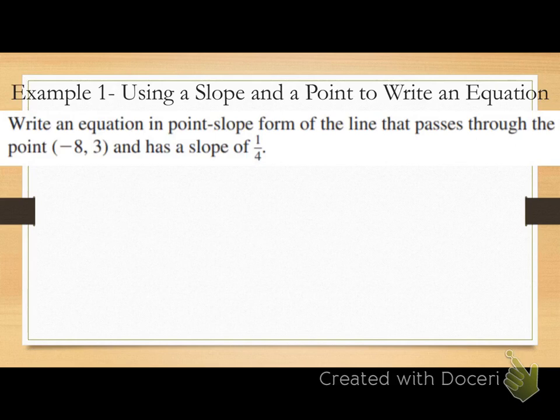Example 1. Write an equation in point slope form of the line that passes through the point -8, 3, and has a slope of 1/4. Someone raise your hand and tell me what point slope form is. Someone who hasn't answered today.